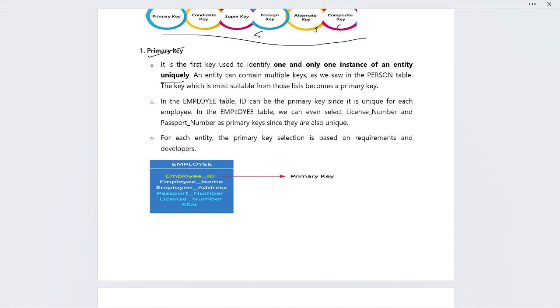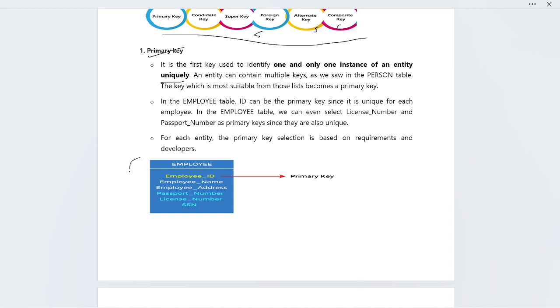In the employee table, ID can be the primary key since it is unique for each employee. In the employee table, we can even select license number and passport number as a primary key since they are unique. For each entity, the primary key selection is based on requirements and developers. So what we understood about primary key is that it uniquely identifies the whole record, right? And this is the main point of primary key.